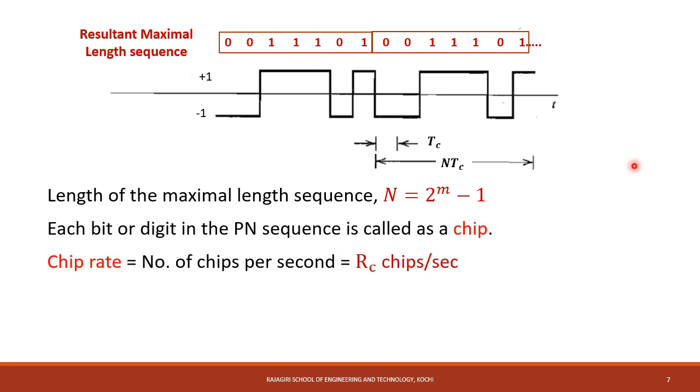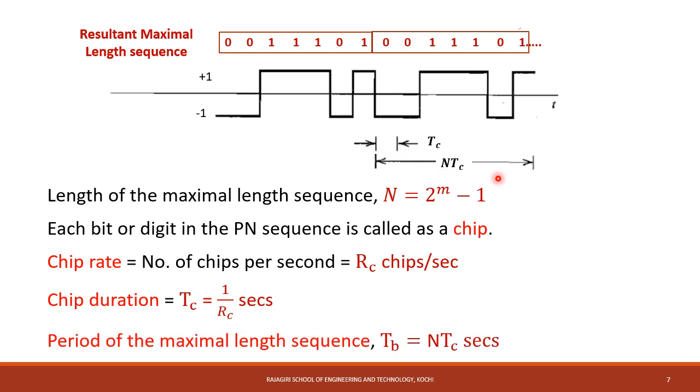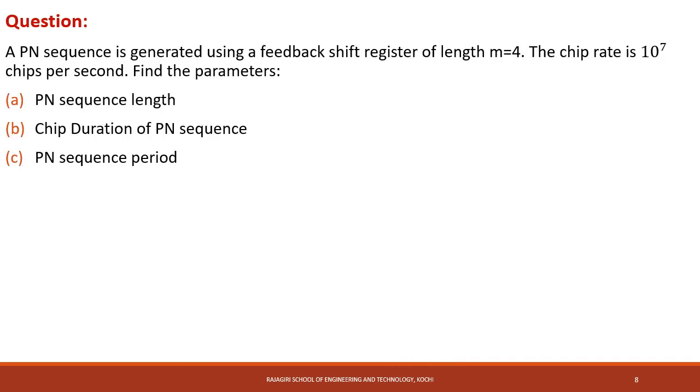Now each bit or digit in this sequence is called a chip. The chip rate, that is the number of bits per second or chips per second, is denoted as Rc chips per second. Therefore, the chip duration Tc is given as 1/Rc seconds. That is, it is the duration of one single bit. A set of n continuous bits forms a PN sequence. Therefore, the total period of the maximal length sequence is given by Tb = n x Tc seconds. Let's see an example.